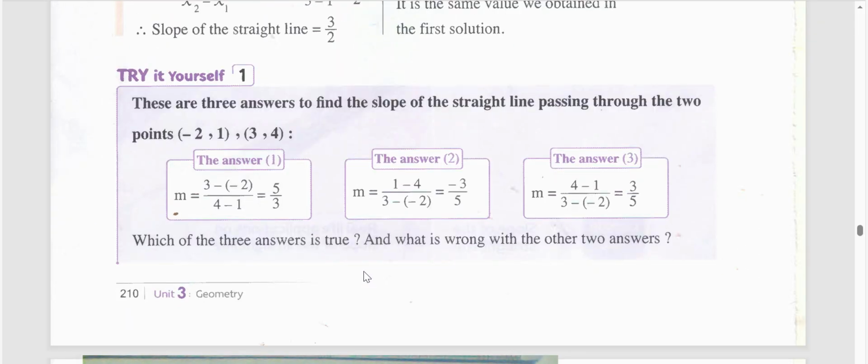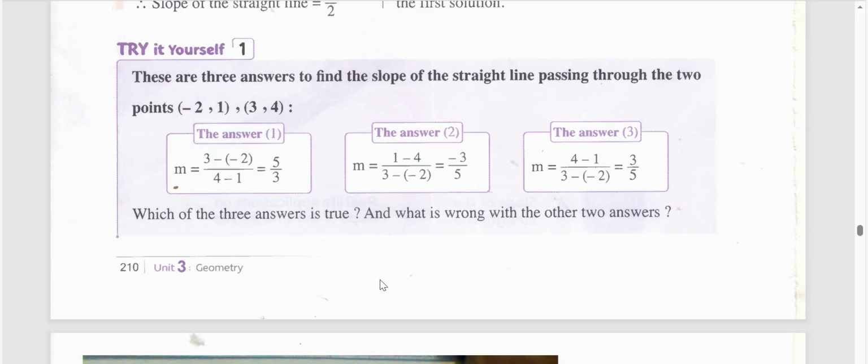Like these points, we can find the slope, right? 3 minus 2. No, in the numerator, it is not correct. You must start from y. The solution will be 4 minus 1 over 3 minus 2. The last solution is correct.